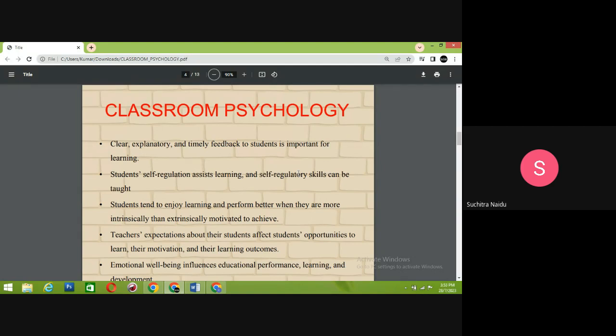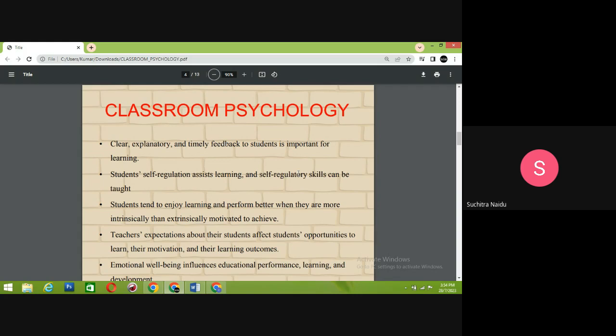And then teachers' expectations about their students affect students' opportunities to learn, their motivation, and their learning outcomes. So, this all the time we keep missing. We don't praise our children. We, our biological children, or even students, sometimes just thinking that no, this fellow will sit on my head. But once in a while, we definitely have to pat on their back and say, yes, you're doing a good job. Good, you have good creativity skills. And everything should be instant.